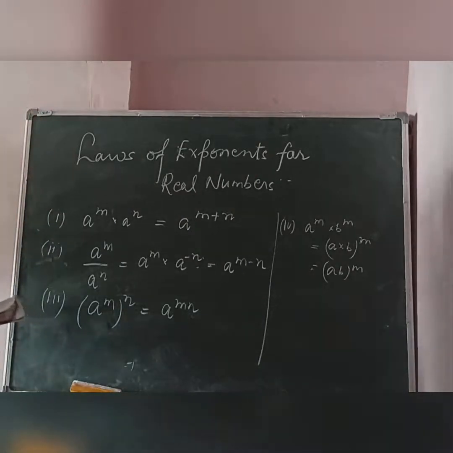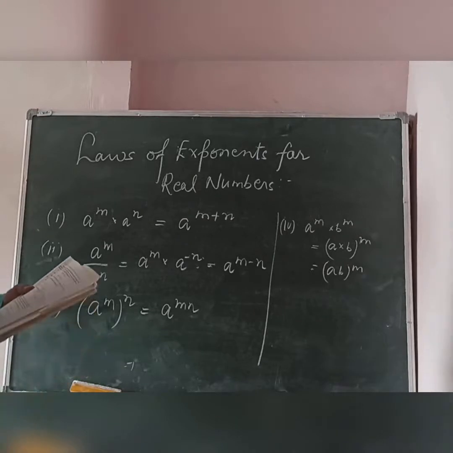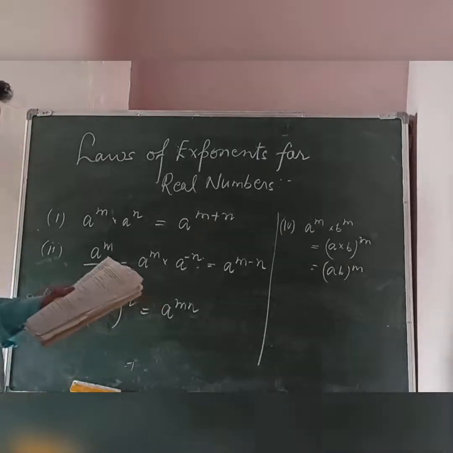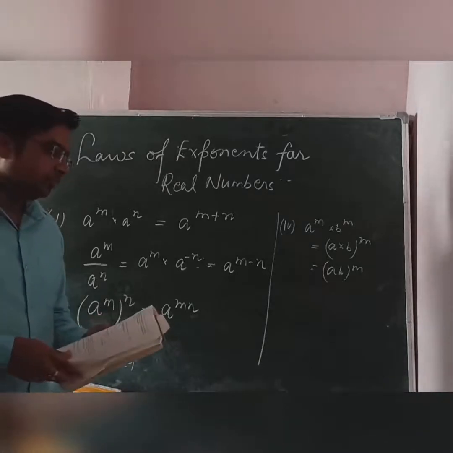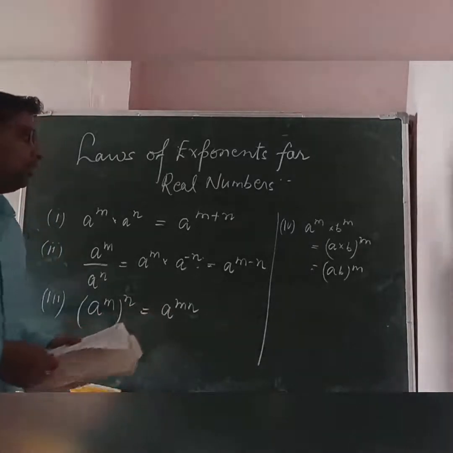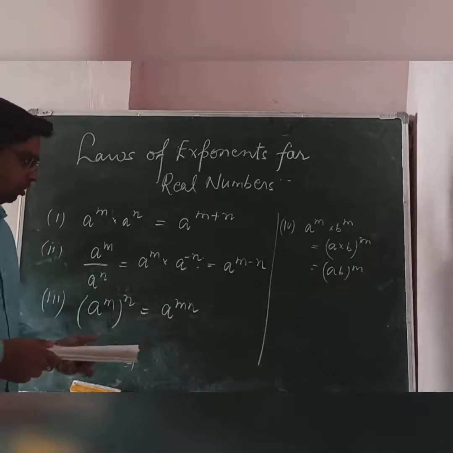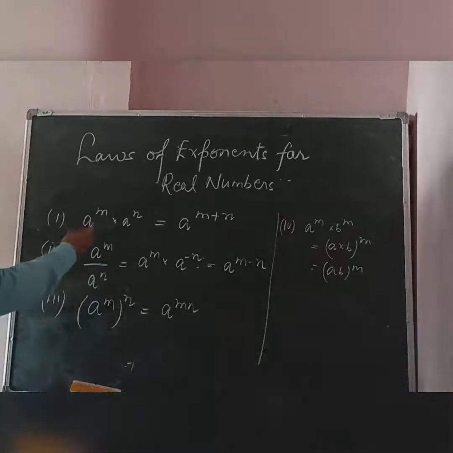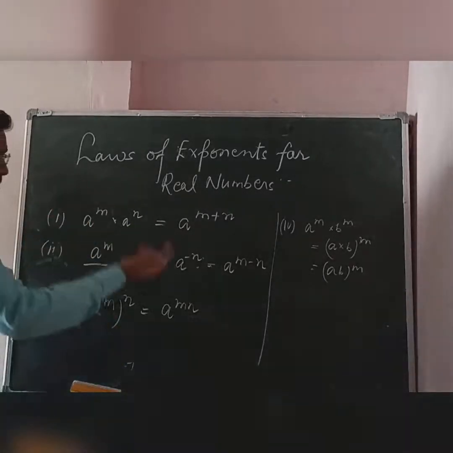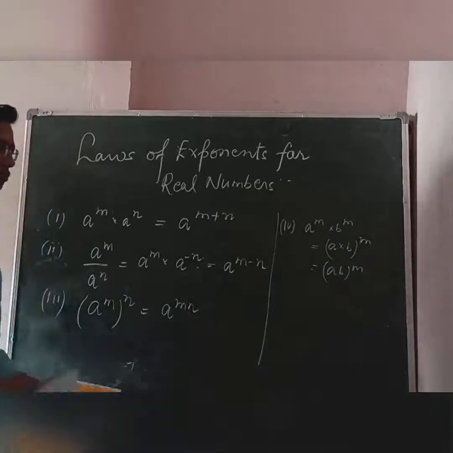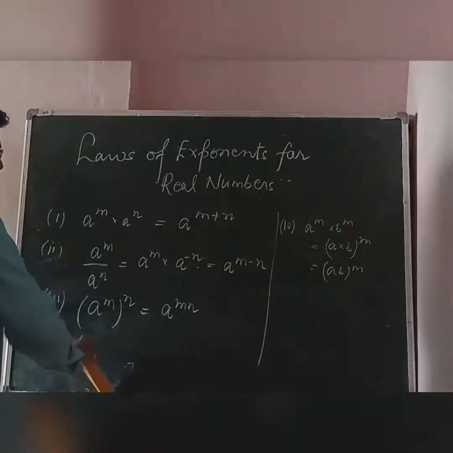So with the help of this we can write anything. Some rules are these, and similarly a to the power m, b to the power m, ab power m, you can write down. So on the basis of these four, a to the power m into a to the power n, a to the power m upon a to the power n, a to the power m whole to the power n, and this, we can solve exercise 1.6.